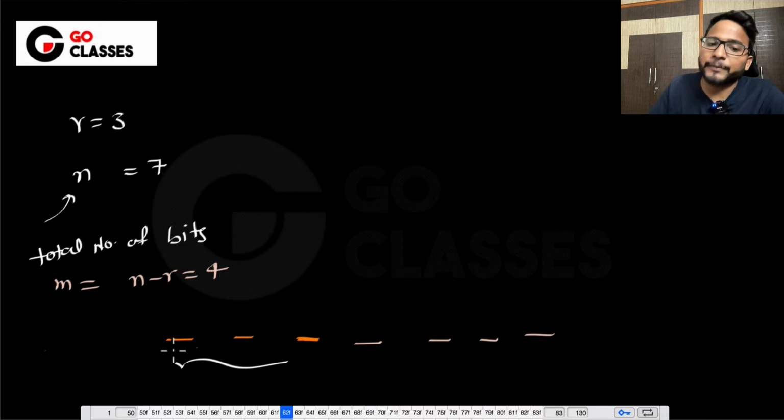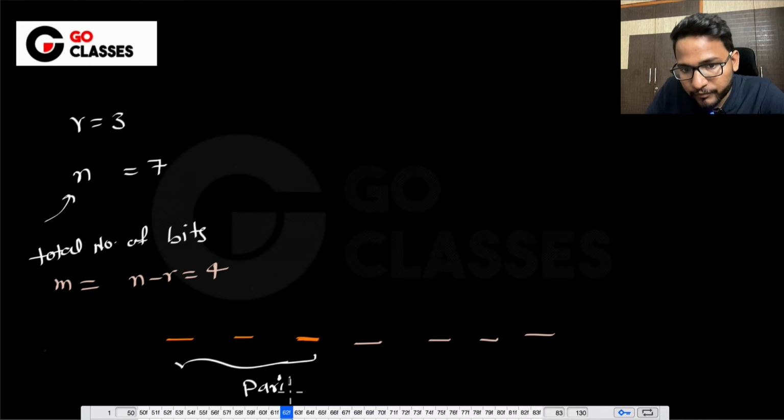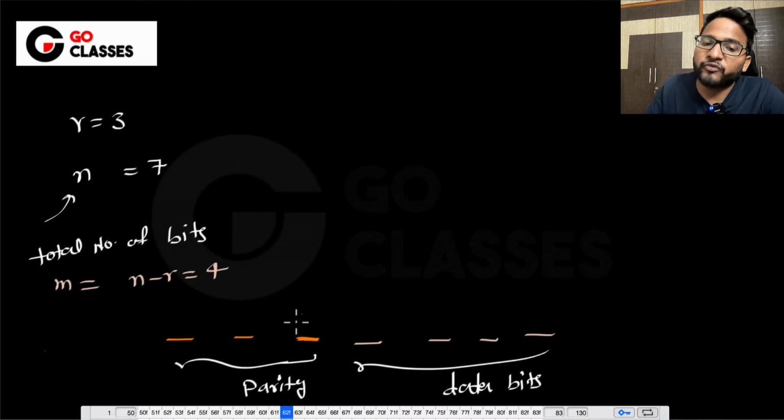Now you might say that the parity bits will be here, here, and then here. I completely agree with you. Let's not worry about the position of the parity bits. I'm just worrying about the number of parity bits. So let's suppose these are the parity bits and these are the data bits. Using these 3 parity bits, you can tell whether the error exists or not, and in which position, or that there is no error.